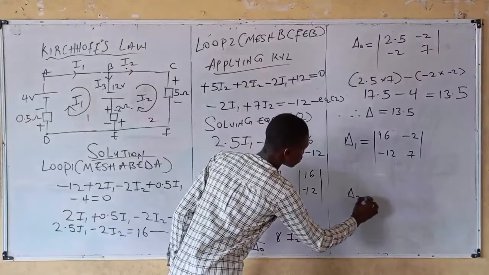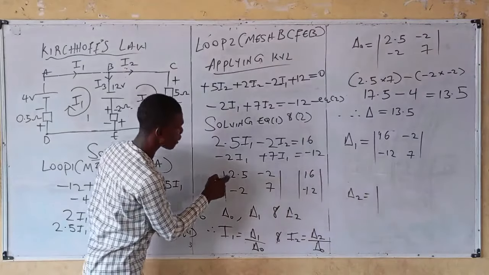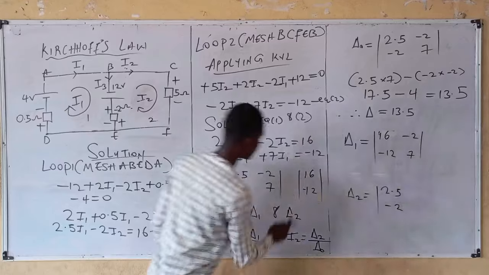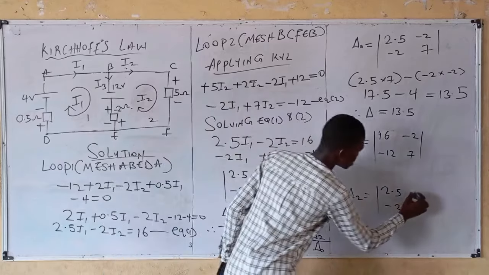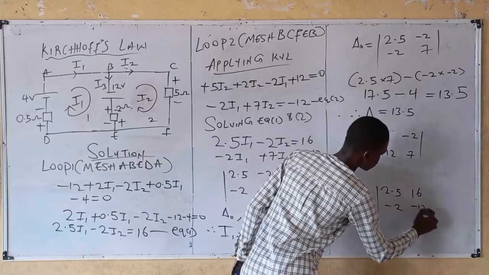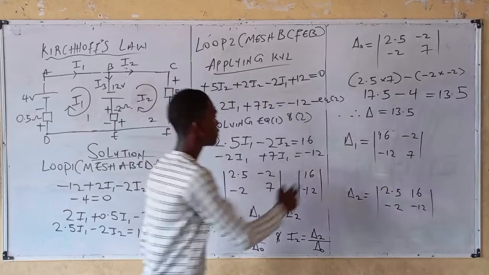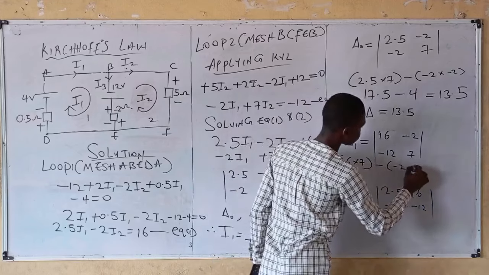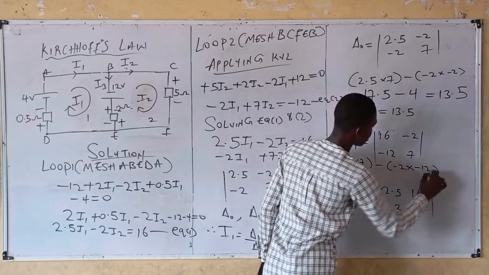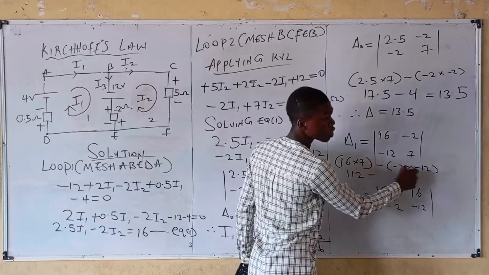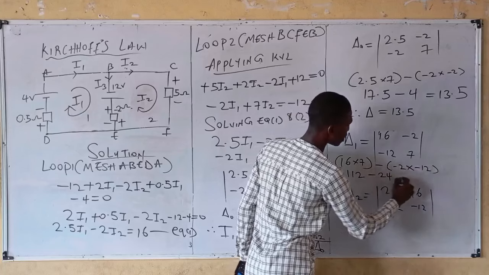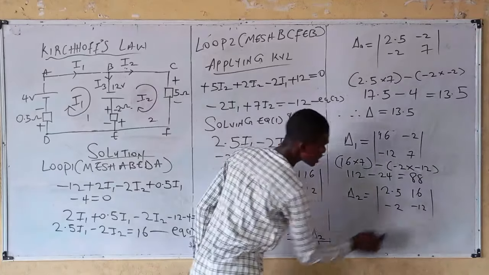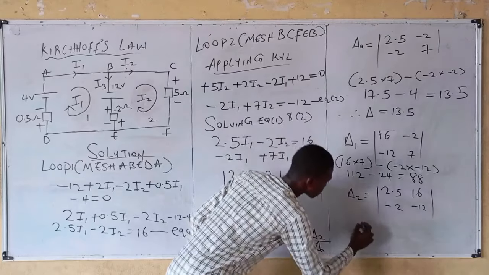But for your delta 2, you have 2.5 and minus 2. Then these columns become 16 and minus 12. Okay, let's find the determinant. For the determinant of delta 1, that's 16 times 7 minus 2 times minus 12. 112 minus 2 times minus 12, that's positive 24, and this is equal to 88, meaning delta 1 is equal to 88.